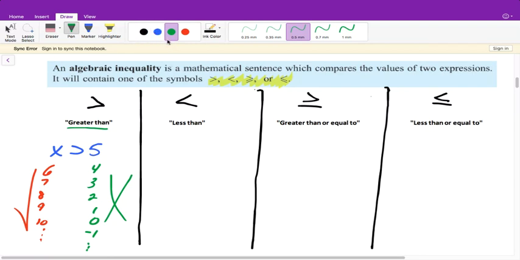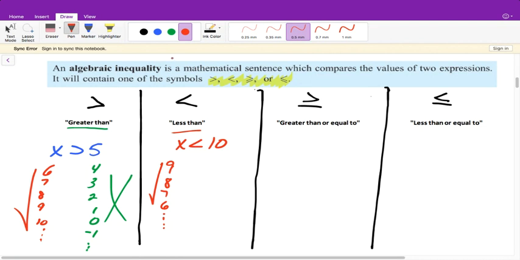All right, so then we read this next one left to right, and since it's opening up to the right, that means that the numbers on the left-hand side are less than the numbers on the right-hand side, so it's read as less than. So we can go ahead and say that x is less than 10. So that means any number less than 10 is part of our solution. So 9, 8, 7, 6, all the way on to negative infinity, all of these work because they are all less than 10.